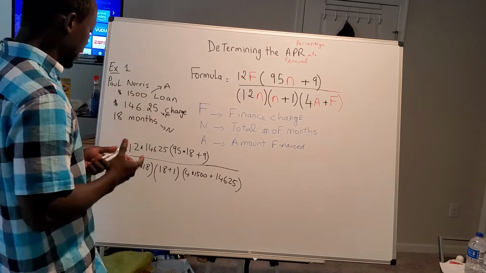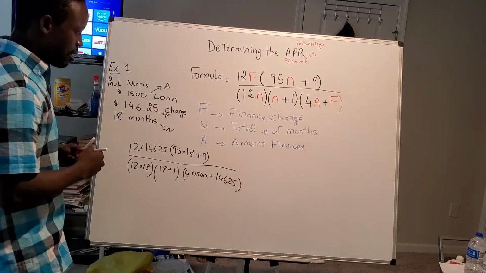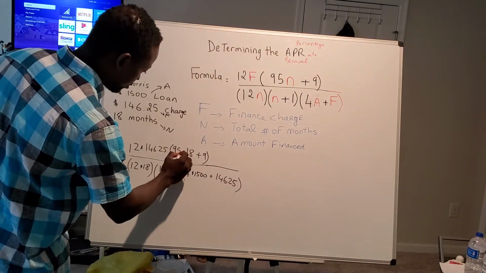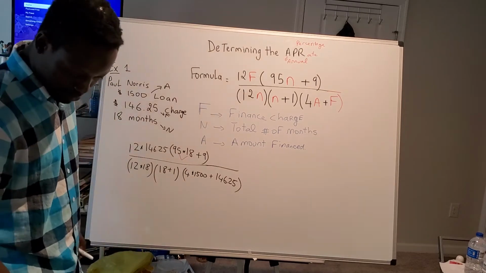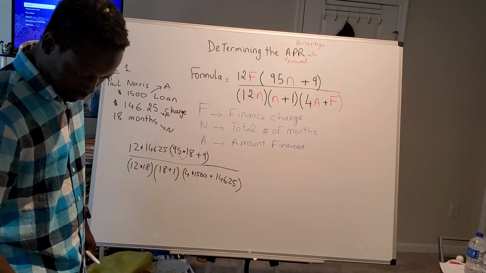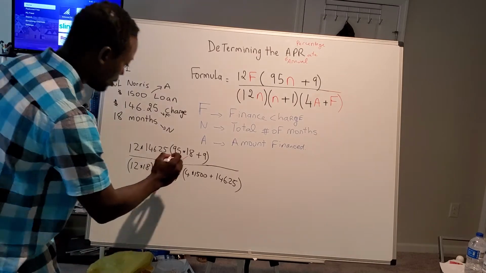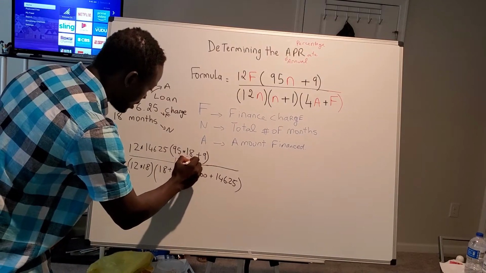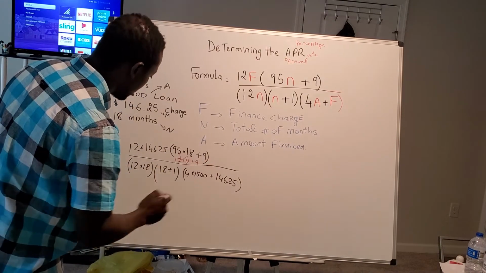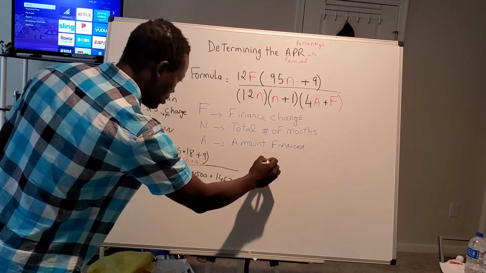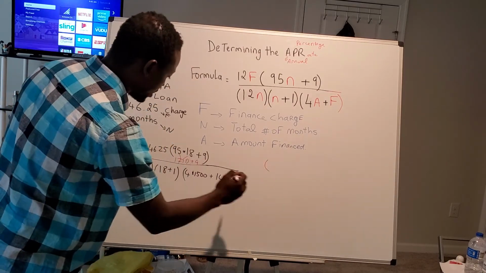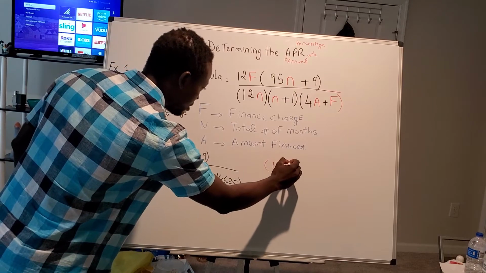Alright, so that's good. I have my calculator. Alright, so I'm gonna do the parentheses first. So 95 times 18, 1710. So this is 1710 plus 9, right? So, alright, so 1710 plus 9 is 1719, right?